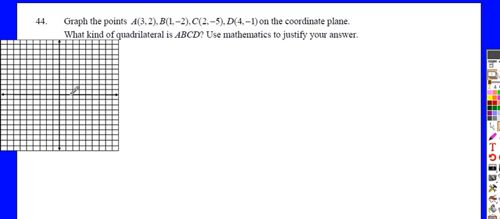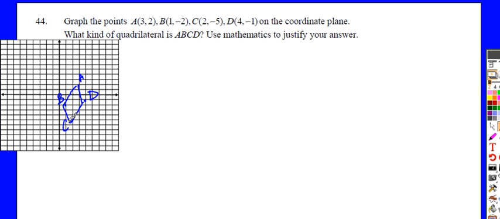So I'm going to graph (3, 2). That would be point A. (1, -2) is point B. (2, -5) would be point C. And (4, -1) is point D. I'm going to connect them to get an idea of what it looks like.